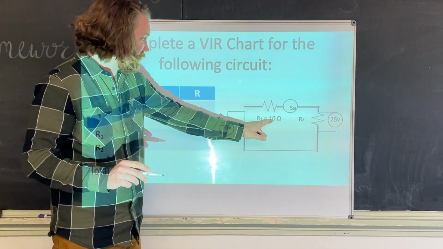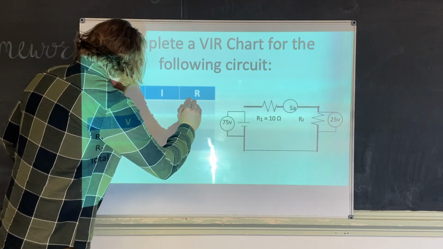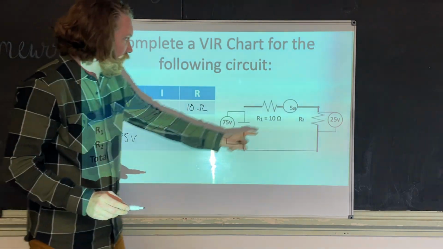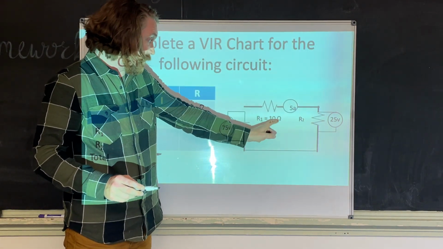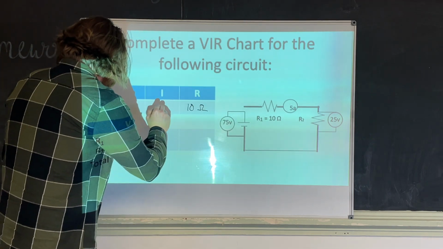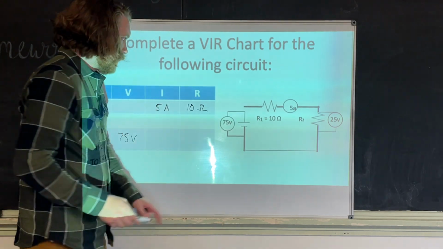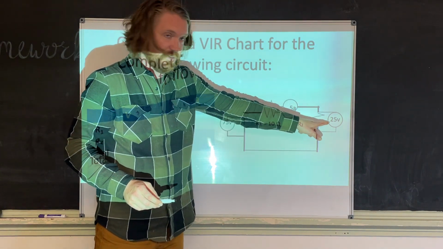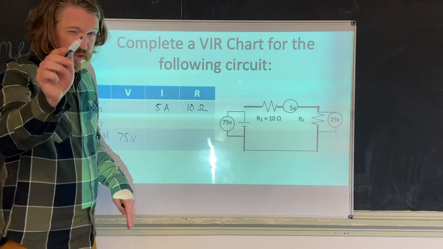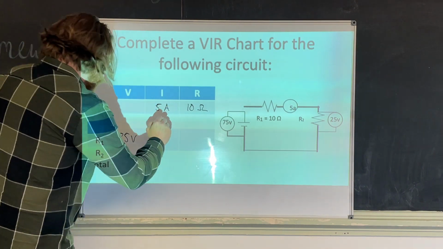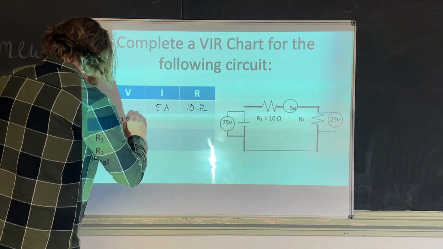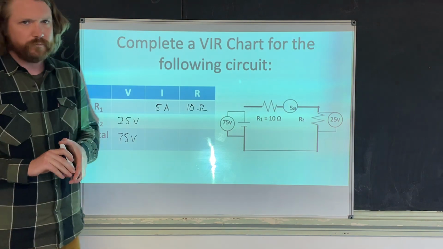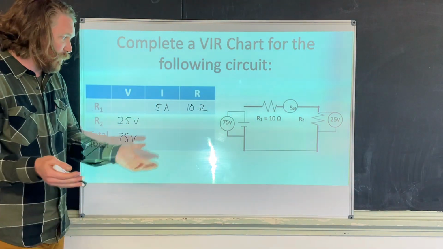I know that the resistance of my first resistor is 10 ohms. I know that my current in my first resistor is 5 amps. And I know that the voltage at my second resistor is 25 V. So it's good to pay attention to those units. So my second resistor is 25 volts. Now, there's a bunch of different ways you can go about doing this.